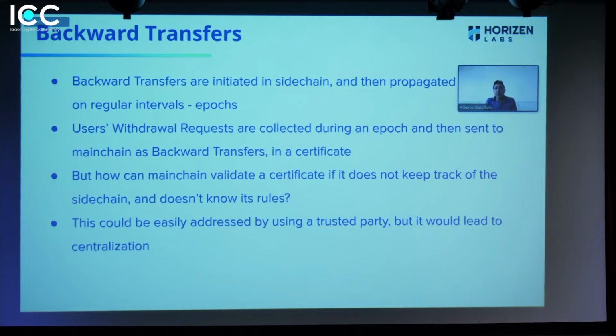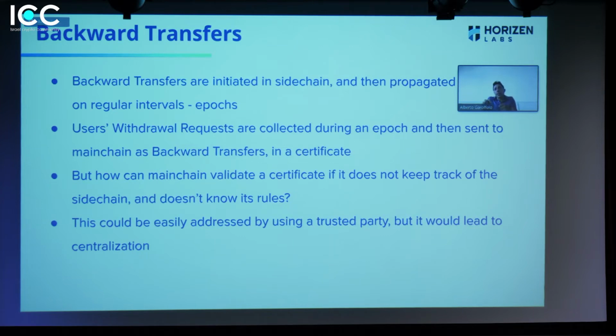First of all, let's see how they are structured. Backward transfers are initiated in a sidechain. You can imagine a user who has some coins in the sidechain and wants to withdraw these coins in the main chain, maybe for sending them to an exchange. And so he is sending a withdrawal request. You can see it again as a transaction that is happening on the sidechain side.